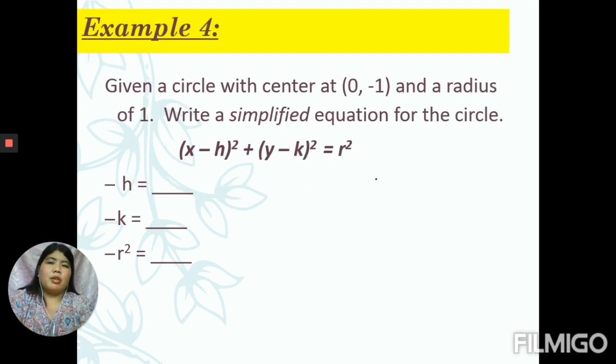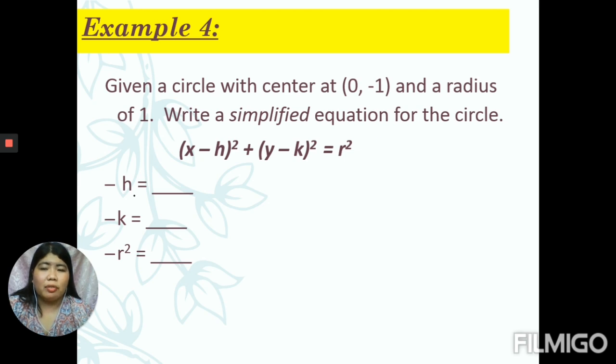Now, let's proceed to another example. How about this example? Meron naman tayong given, baliktad naman. Given naman yung center at saka yung radius. Kukunin naman natin yung equation ng circle. So, given a circle with center at 0, negative 1, and a radius of 1, write a simplified equation for the circle. So, again, use this standard formula for our circle.